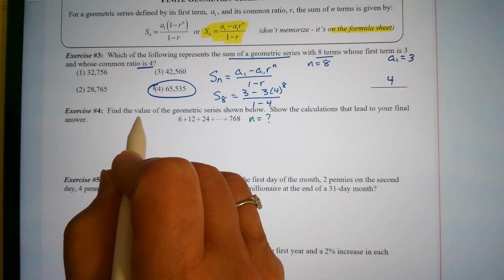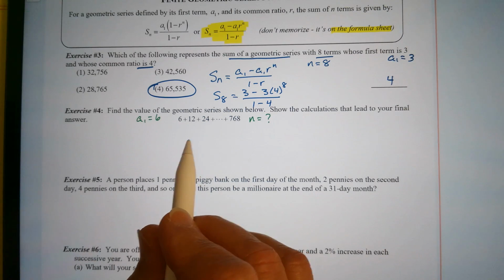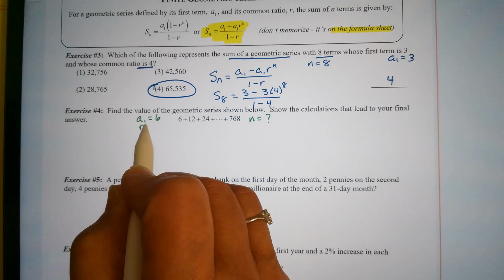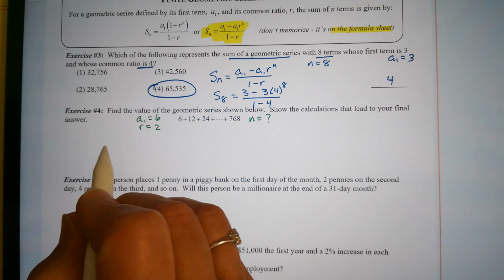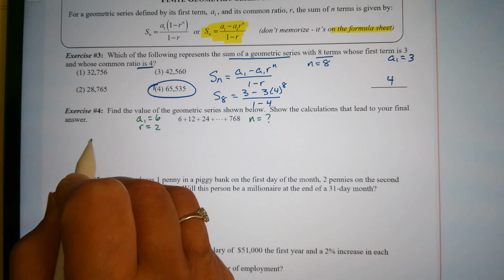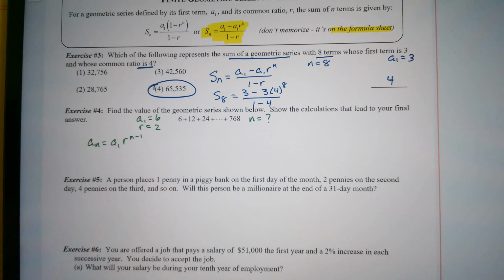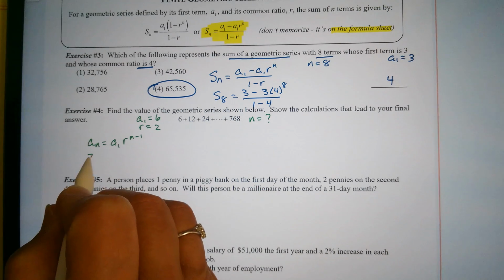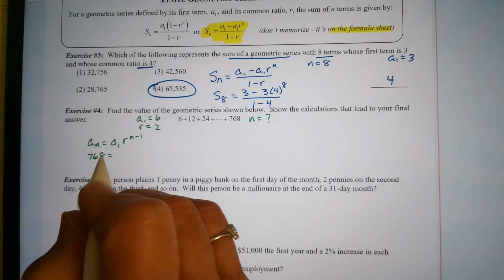We know the first term. First term is 6. And what's the common ratio, or the multiplier? We're multiplying by 2, so r is 2. Use our formula for a geometric sequence. A sub n equals a sub 1 times r to the n minus 1. 768. What number term is 768?